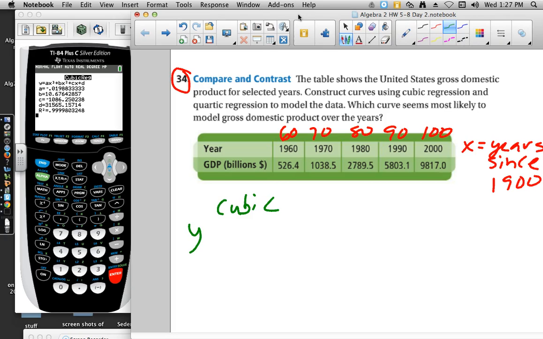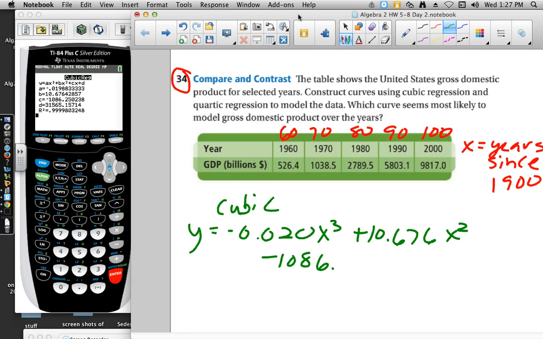So our cubic would be y equals negative 0.0, well, if we round 19 up, that'll be 20, and that's x cubed plus 10.676 x squared minus 1086.250x plus 31,565.157. So there's our cubic regression model.